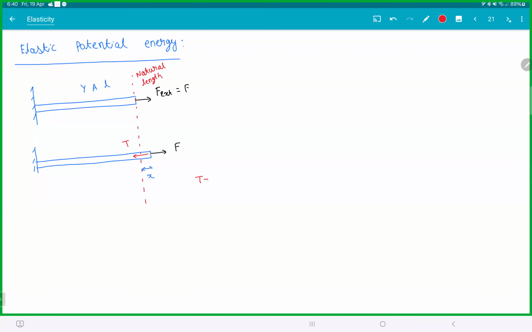Now, this tension will depend on Y A. Tension would be Y A X by L. So the tension in the rod will depend on X. Isn't it just like a spring? The spring force doesn't depend on how much you're applying from outside. The spring force depends on how much it got elongated. This is the tension. This is your intermediate state.